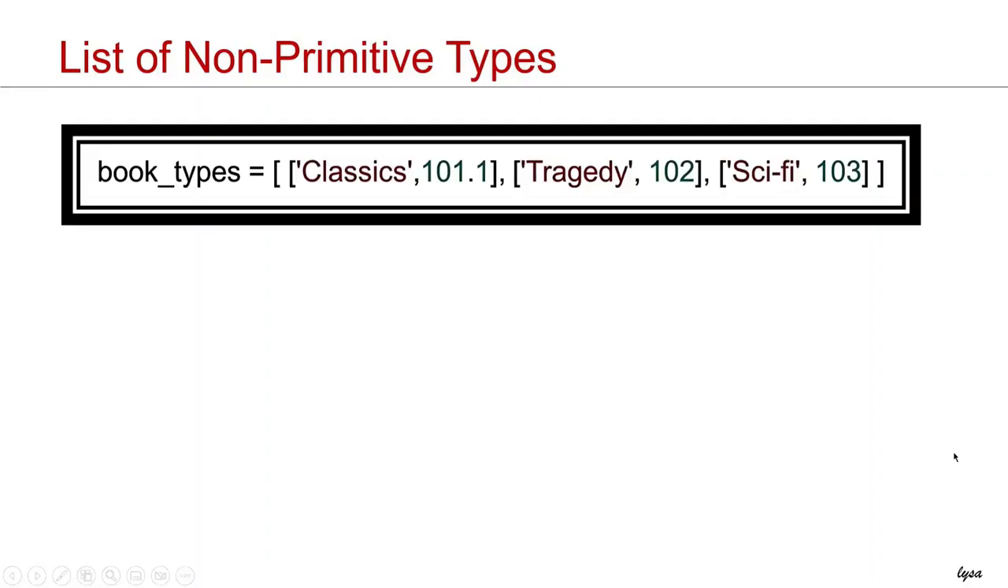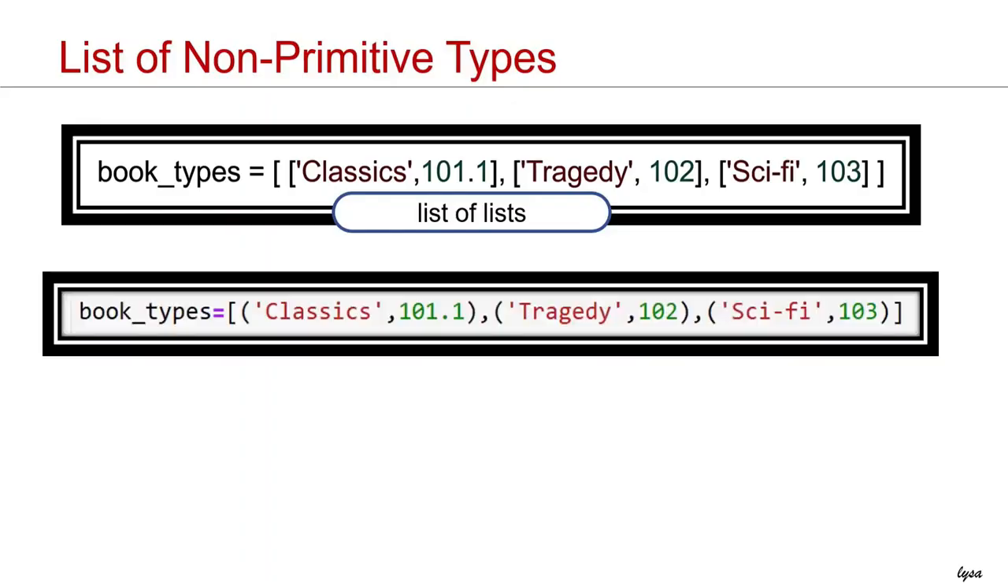In the first example, I have book types. This has 3 items. The first item is the list classics, 101. The second item is the list tragedy, 102. And the third item is the list sci-fi, 103. So book types is a list which is composed of 3 other lists. So we call this a list of lists.